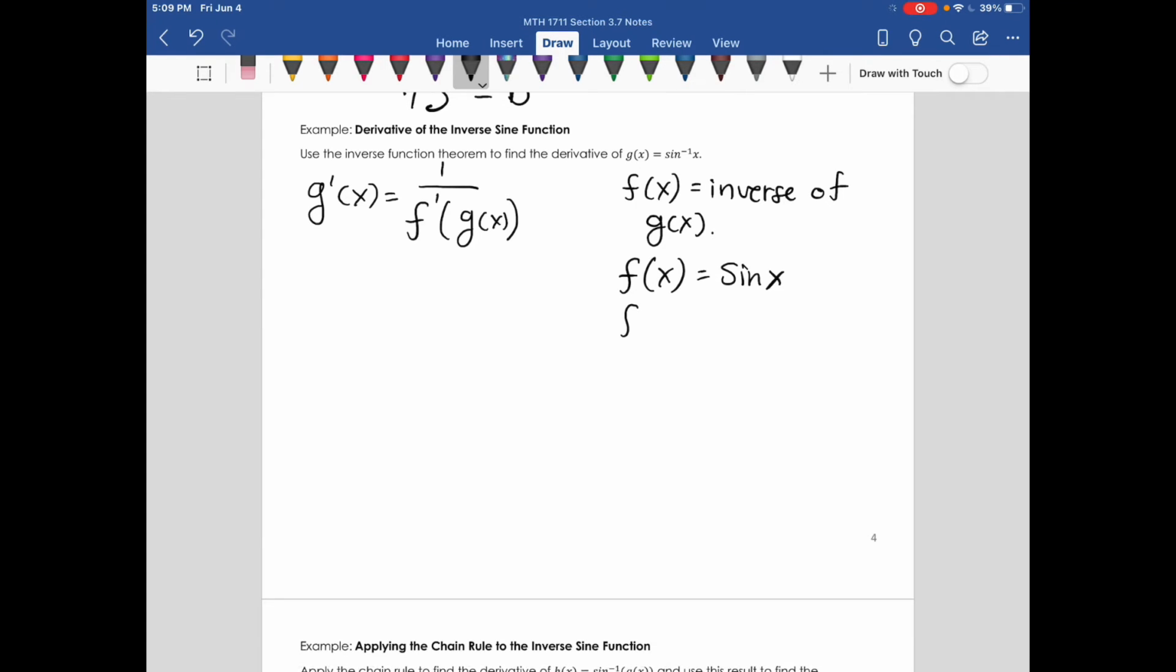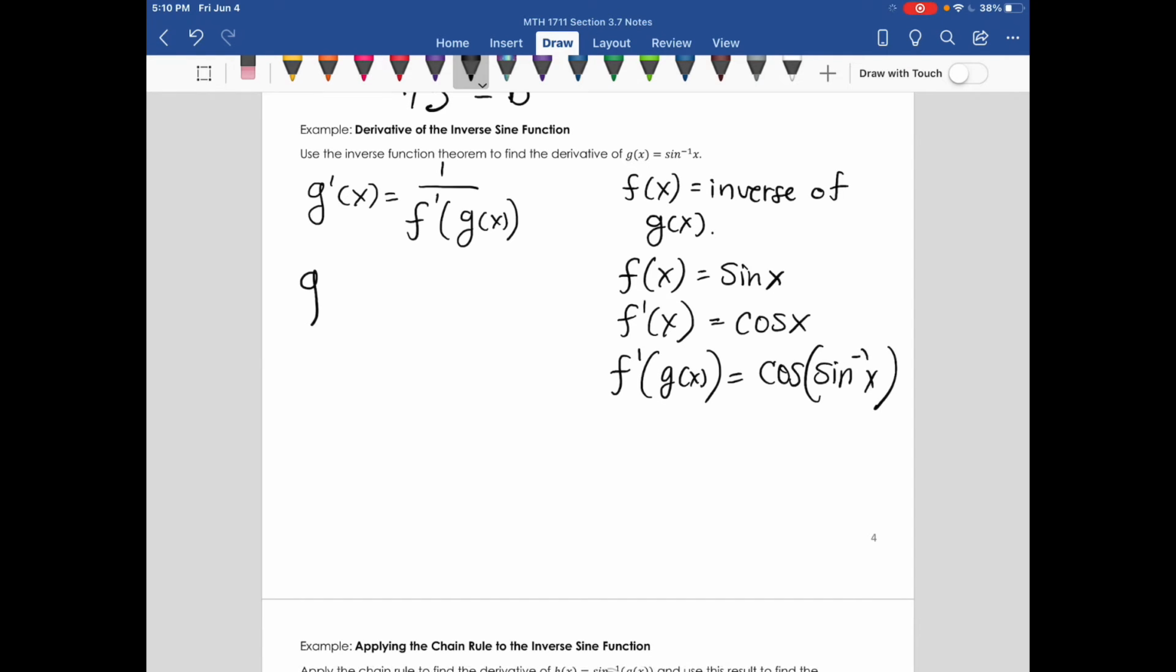We know that the inverse of inverse sine x is just sine x. Inverse sine x and sine x are inverses. Now if I take the derivative of sine x, I get cosine x. Now if I evaluate the derivative of sine x at g of x, that gives me cosine of inverse sine x.